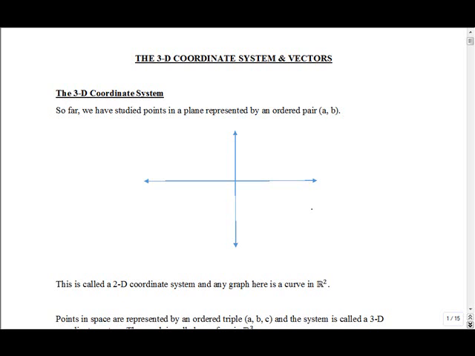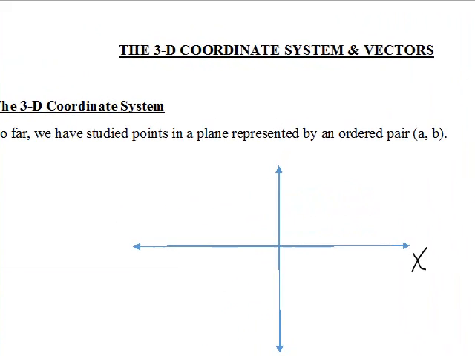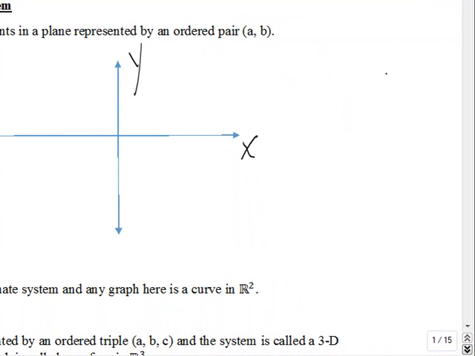So far, you are accustomed to the 2-dimensional coordinate system, consisting of points in the plane represented by an ordered pair (a, b). So you have 2 axes, x and y. And any graph here is called a curve in R2. So what about the 3-dimensional coordinate system?